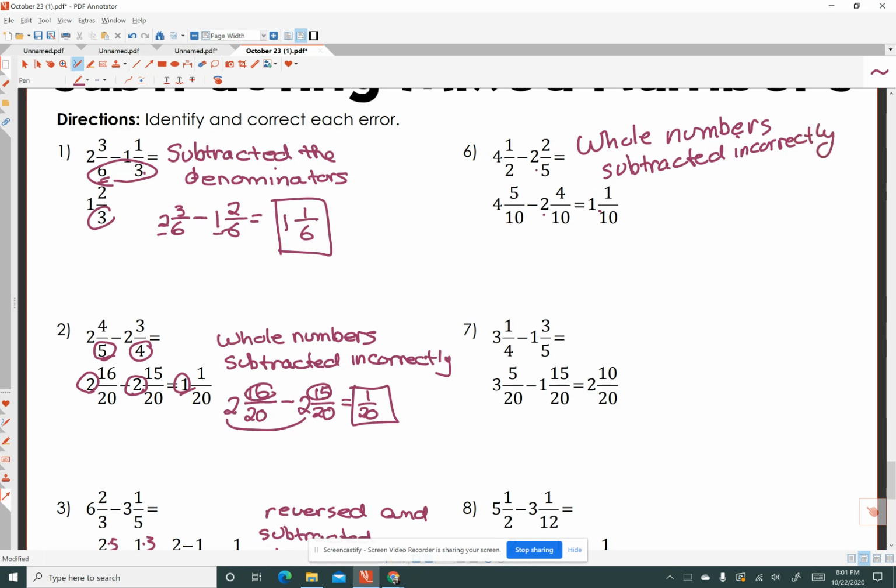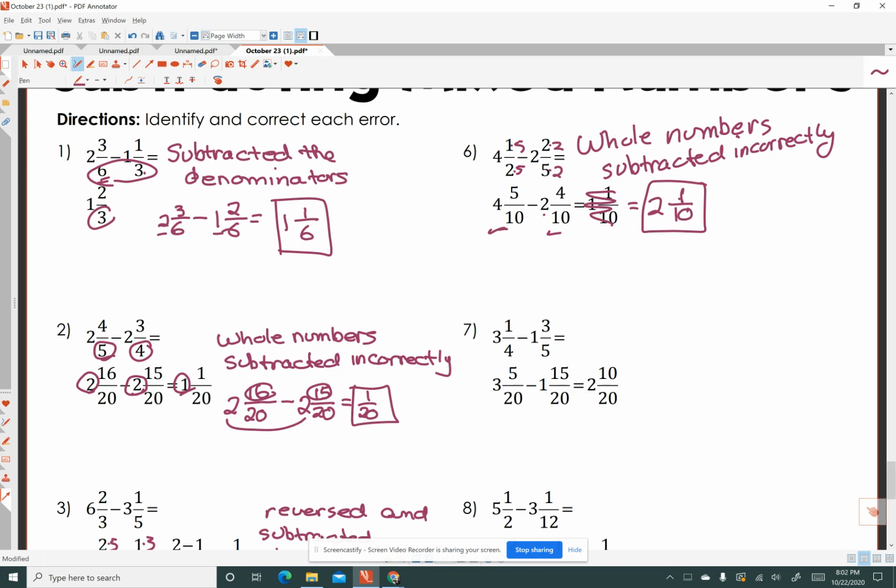So let's see if they did the conversions right. 2 times 5 is 10. 1 times 5 is 5. So this first one seems okay. 5 times 2 is 10. That's okay. And 2 times 2 is 4. It looks like they rewrote correctly. Now let's do the subtraction. 4 minus 2 is 2. We're working in tenths. 5 minus 4 is 1. 2 1/10 is our final answer.